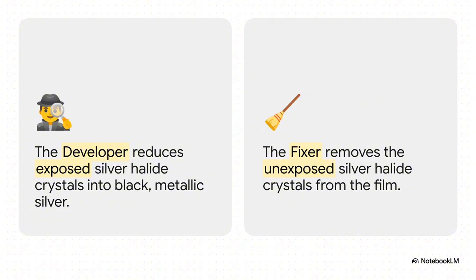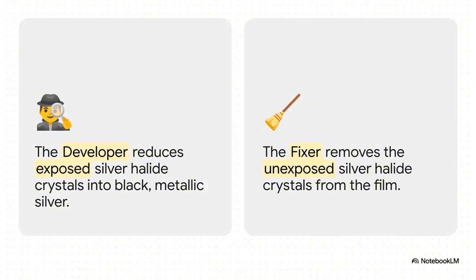Think of the developer as a detective. Its mission is to go in and find only the silver halide crystals that got hit with X-rays. And when it finds them, it turns them into black metallic silver. That's what makes the dark parts of the image appear.